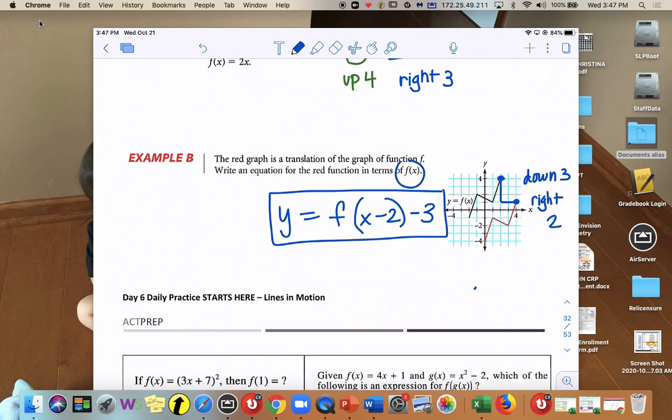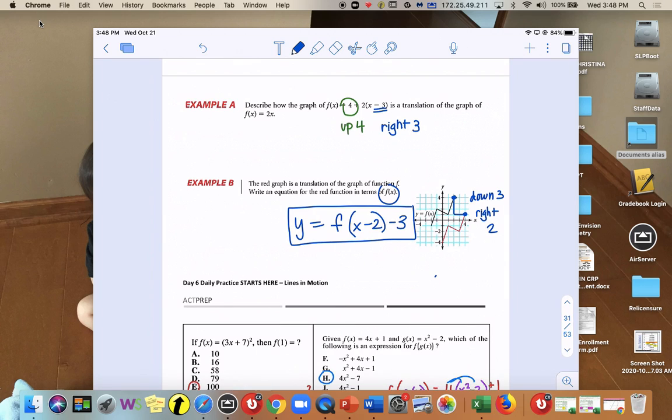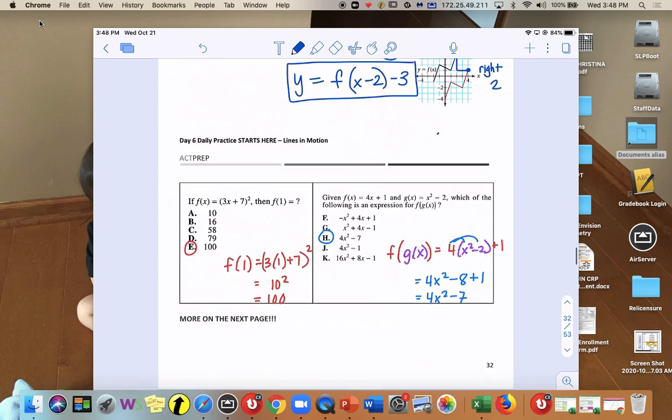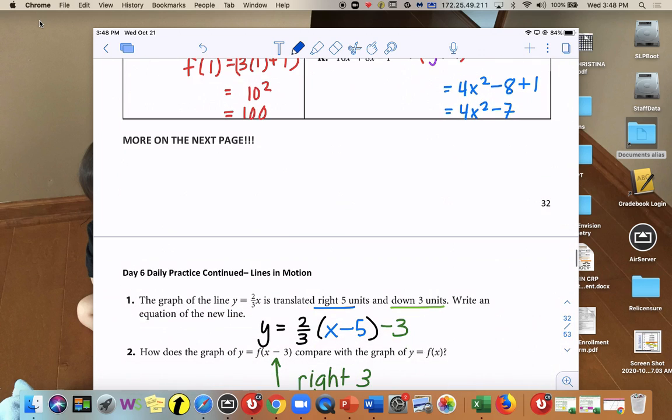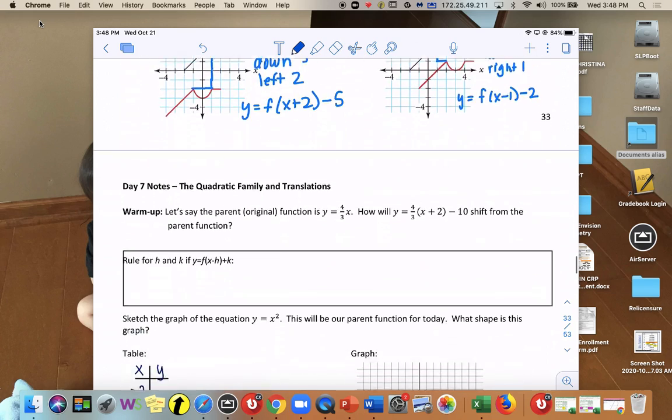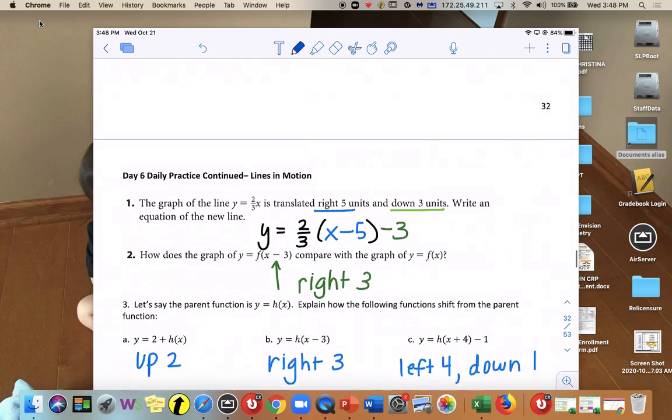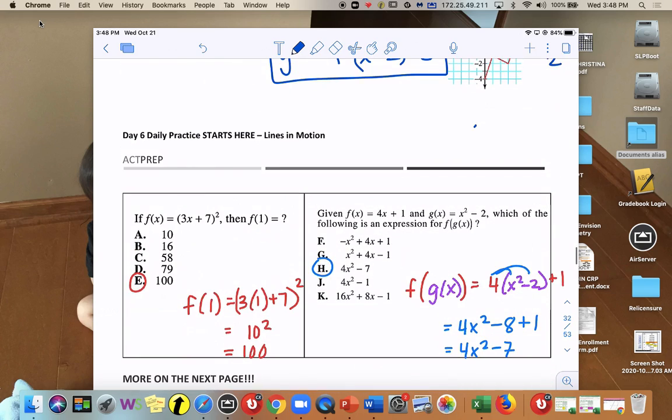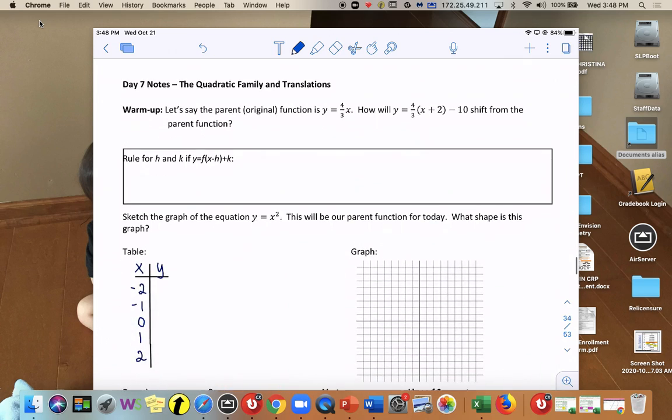So your goal today is to be able to tell how a function shifts up, down, left, or right, and then we'll review this more in tomorrow's lesson. Your daily practice starts here. Again, the answer key is posted so you can try it and check your answers. It just goes to page 32. So finish page 32, and it goes to page 33.